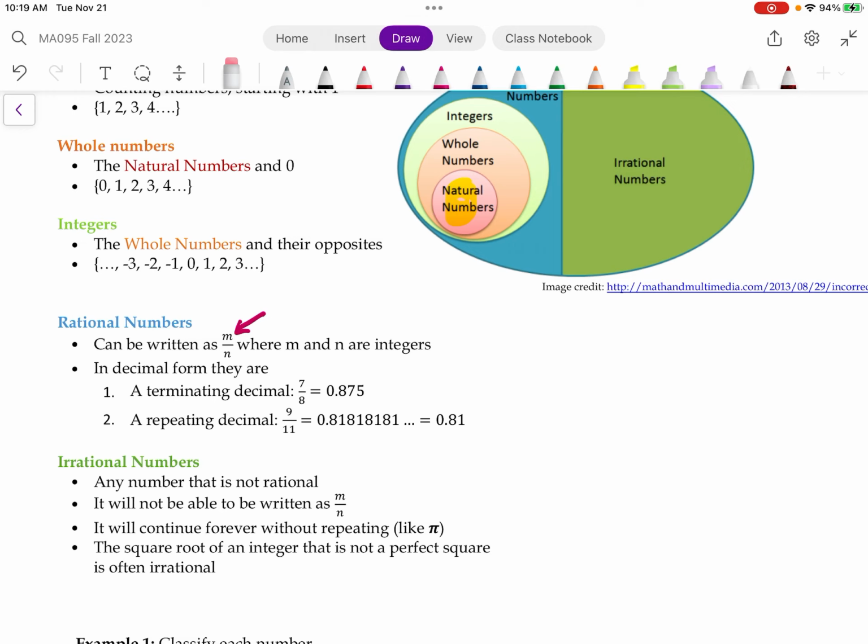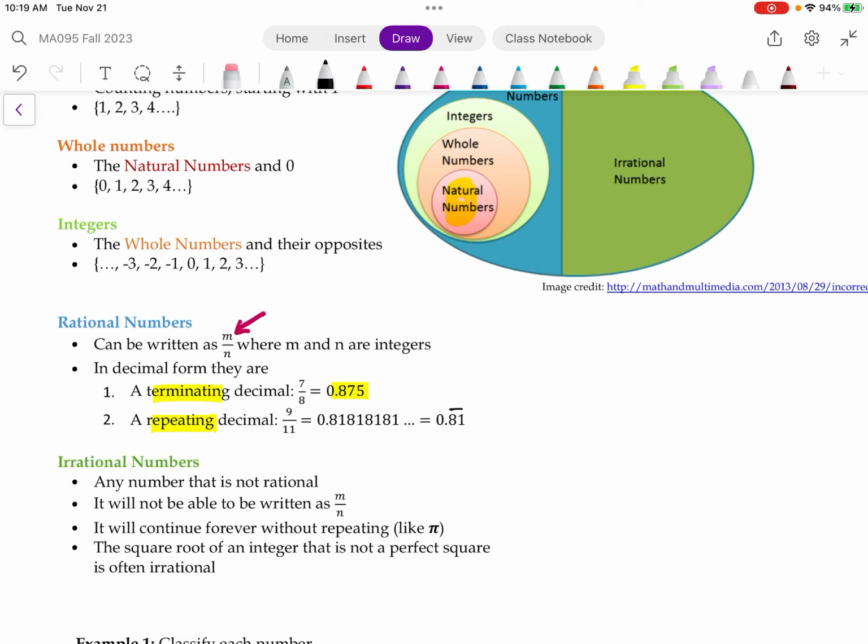So in decimal form, what do they look like? They can either be a terminating decimal or a repeating decimal. Terminating is like this one where it ends, right? 7/8. If you put 9/11 in your calculator, 9 divided by 11, you get 0.818181... which means forever. Your calculator might actually round it for you, but you don't want to round it. It really means it goes on forever. And we write that as 0.81 with a line over it, saying that the 81 is repeating.